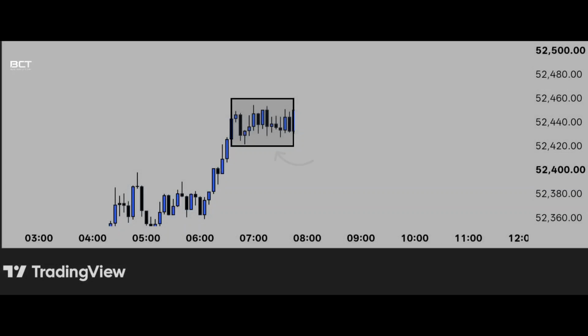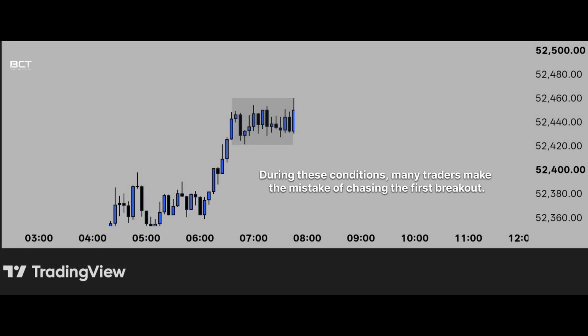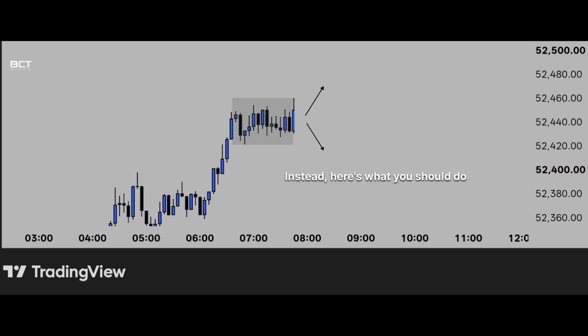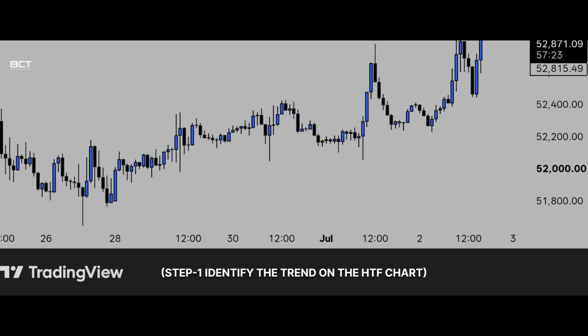A range forms when price moves sideways without a clear trend. During these conditions, many traders make the mistake of chasing the first breakout. Instead, here's what you should do. Step 1. Identify the trend on the higher time frame, for example the 1-hour chart.